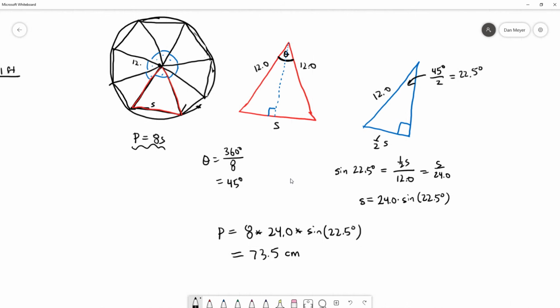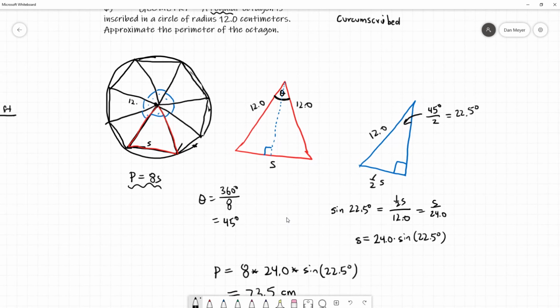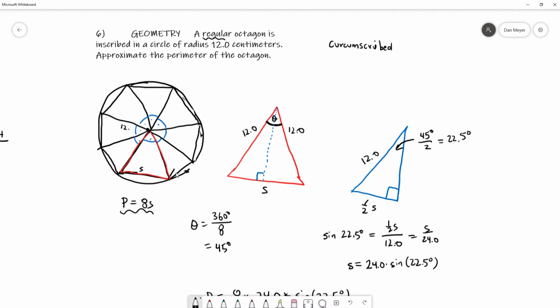Now, we could do all sorts of fun things with regular polygons. You can do all sorts of fun things with polygons and cutting things up into triangles, but we'll maybe save that for another time. Circumscribed, by the way, is spelled with an I, not a U. Circumscribed.